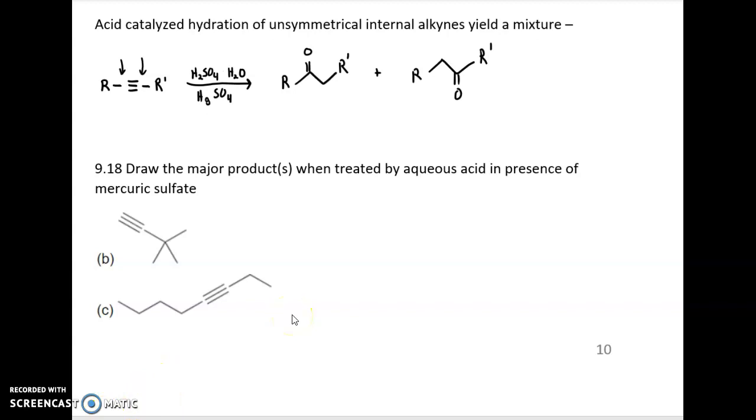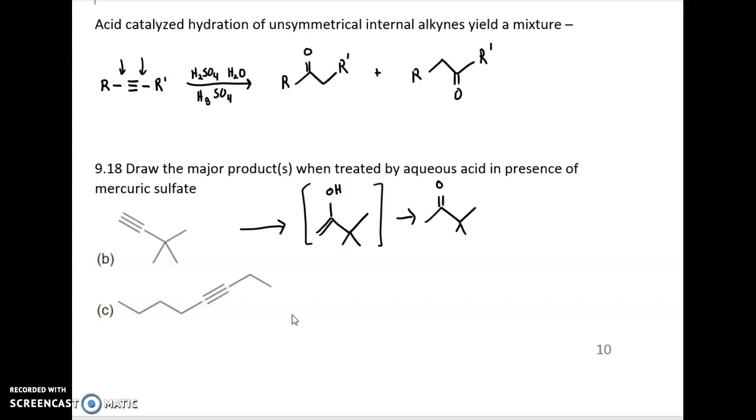So example B here is terminal. So what we'll get is something that looks like this, with an alcohol. This is an enol, and it will not be isolated. We'll end up with a ketone as our final product.